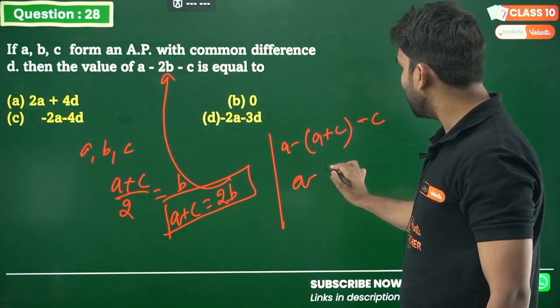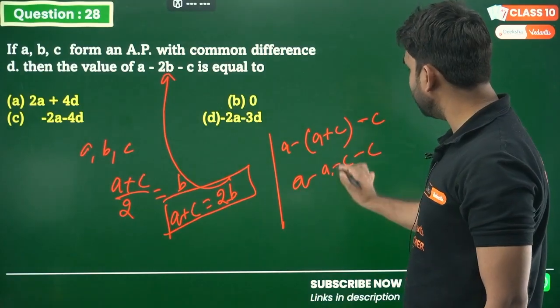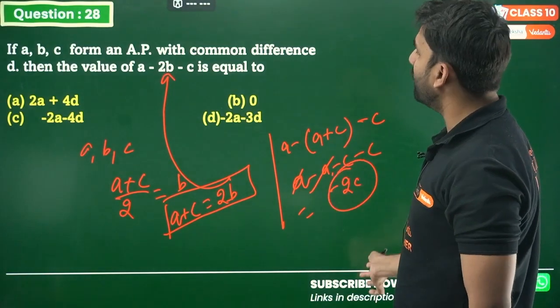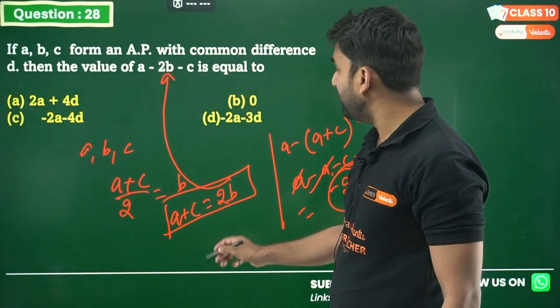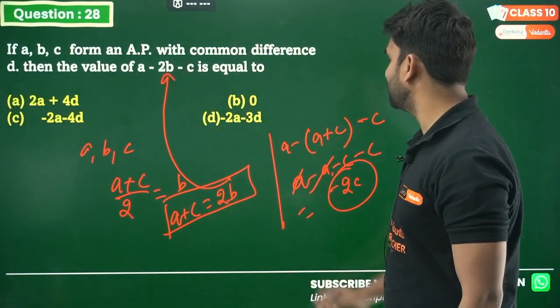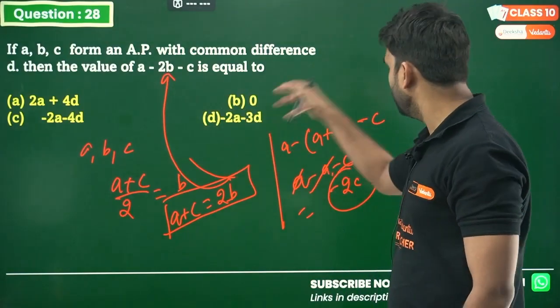So A minus C minus C. A we cancel. So minus C minus C will be minus 2C. We can replace this, or we can also replace A minus C. If A plus C is there, A minus C we can replace. So by using this value you can get the result.